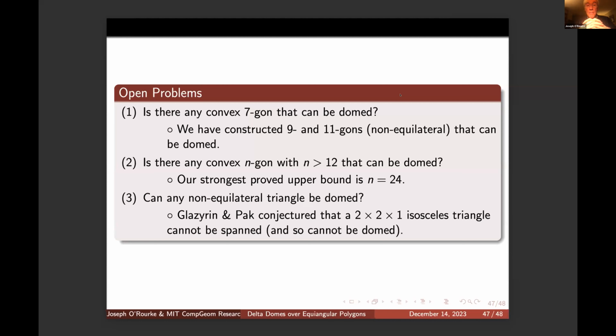There may be no 7-gon, which would be quite surprising. So your conjecture is there is no answer? I better not conjecture, because I have 8 co-authors and I haven't discussed this with them. Okay. Thank you very much. You're welcome.